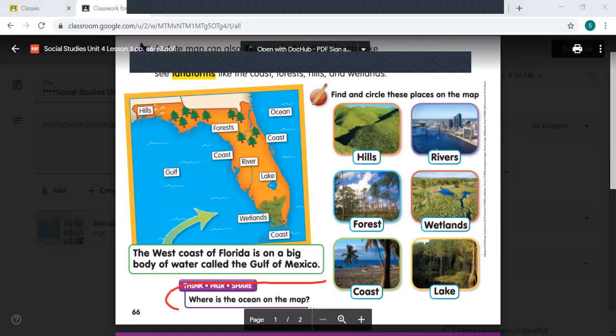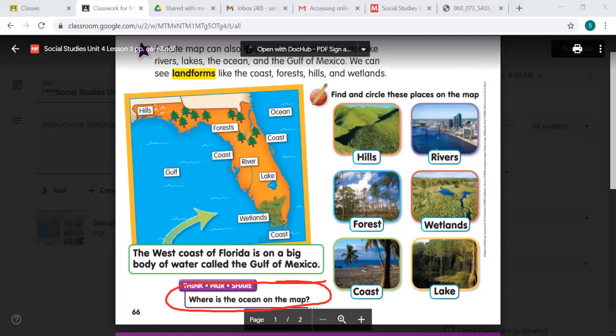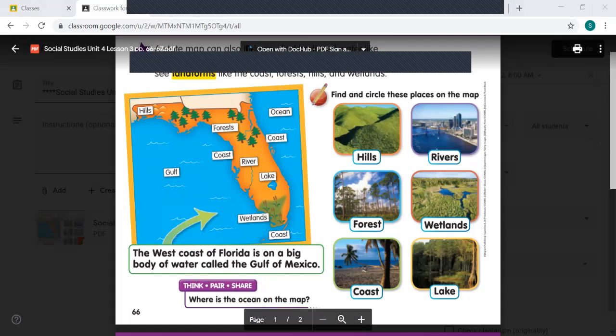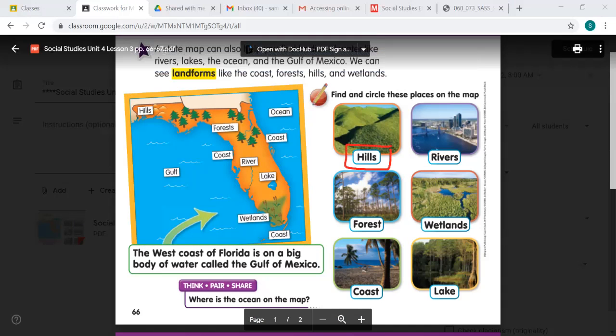Let's look over here. Where is the ocean on this map? Can you find the ocean? All right, the ocean is right here. Can you find that on the map? Ocean. And circle it. All right, we're going to do this together now. So I hope you found all of those places. Did you find hills on the map? Let's find it together. Did you circle hills over here?